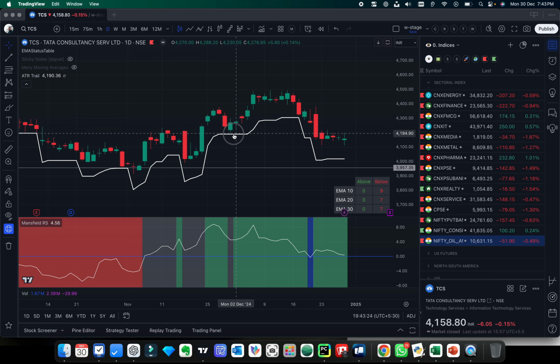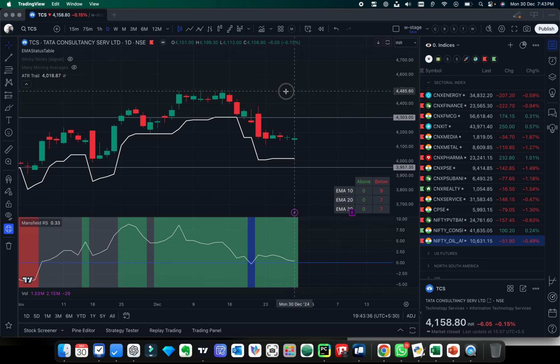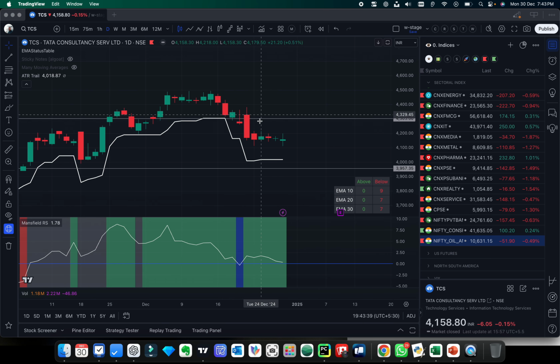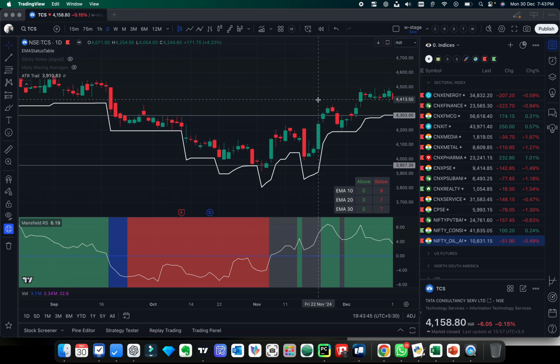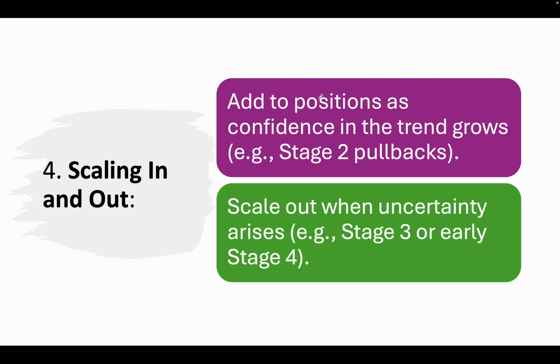Let's say you buy here. Now this line becomes your stop loss. When the price goes up, this line moves up and becomes your stop loss. When the stock goes below this, you are going to exit. This is based on the volatility, how far the values are going above and below. Now, scaling in and out. As we have seen, in stage 2 pullbacks you are going to add to the positions, and you are going to scale out, selling your positions in stage 3 or early in stage 4.